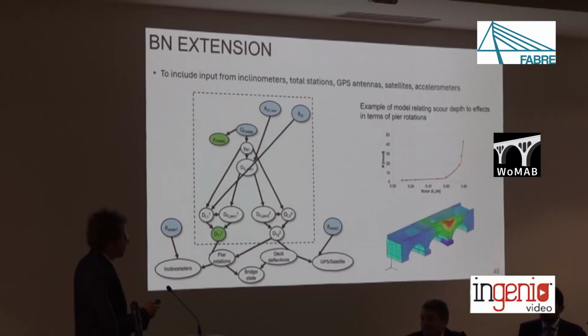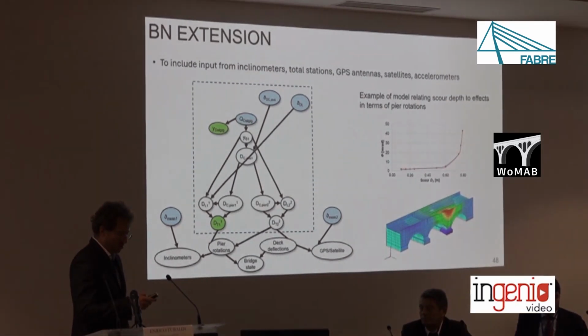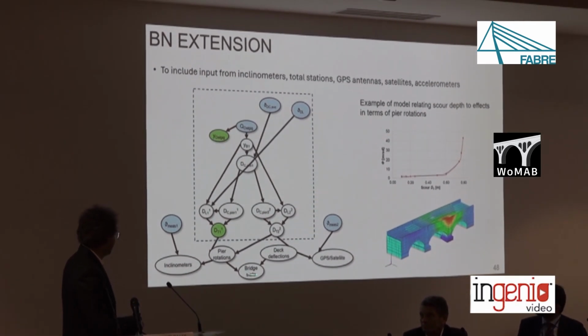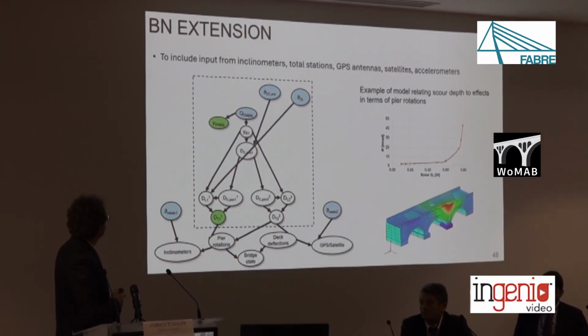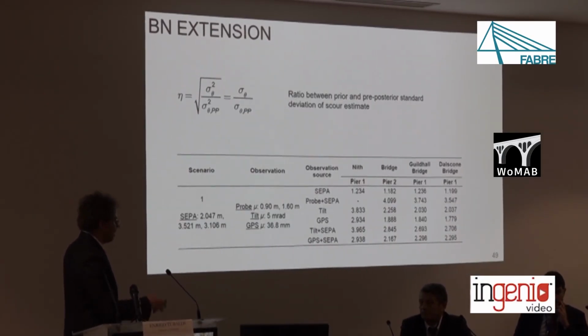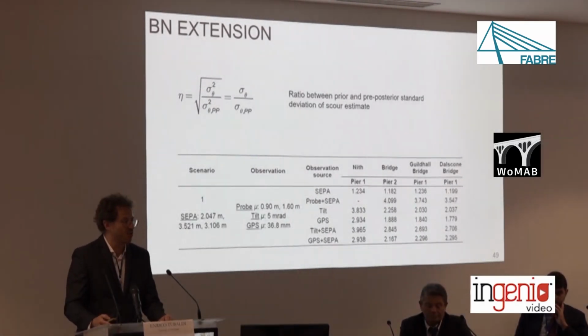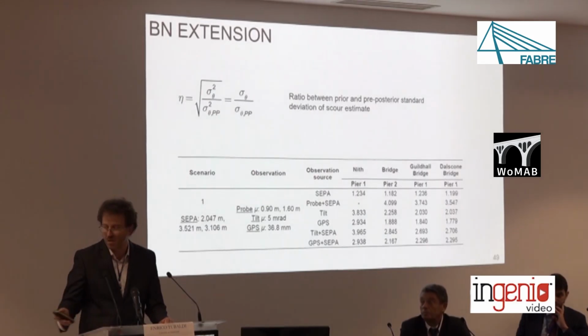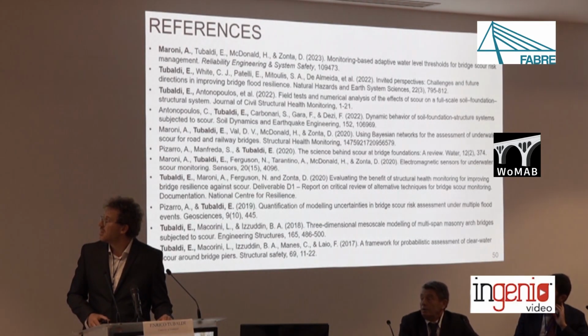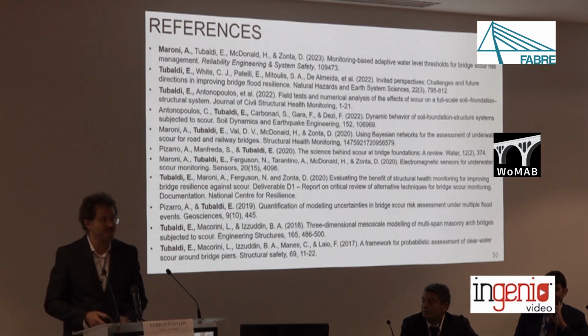And the extension of the Bayesian network to include also measurements from inclinometers and deck deflections. And this can be a tool also for defining optimal strategies for monitoring the bridge, and particularly scour. So basically I reached the conclusion of the presentation.